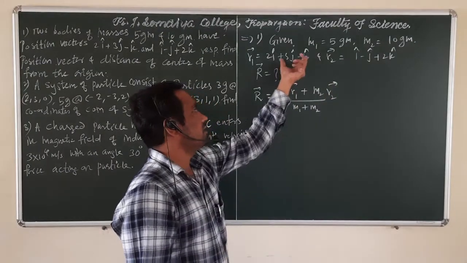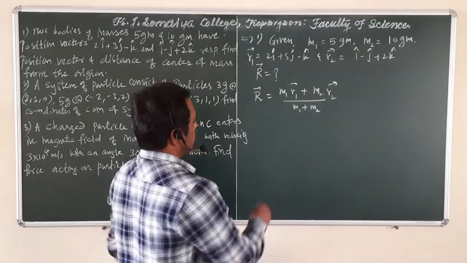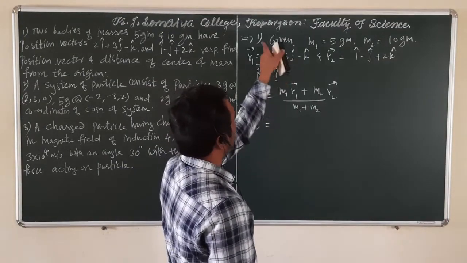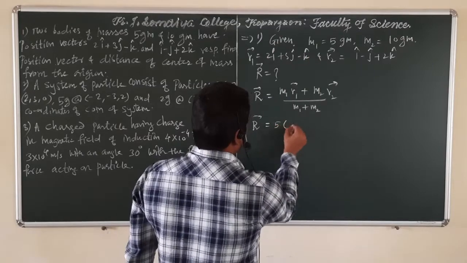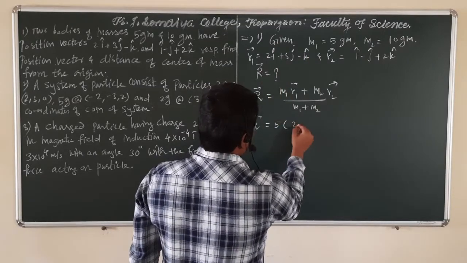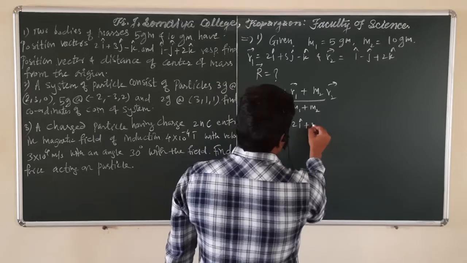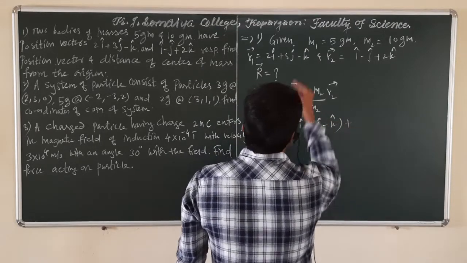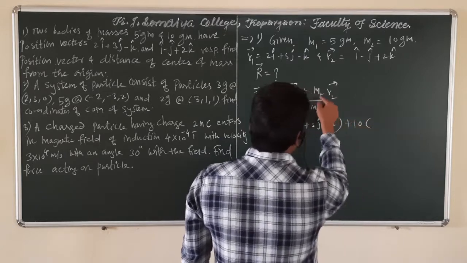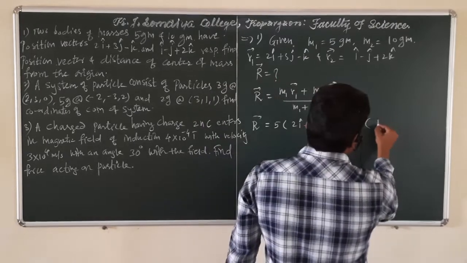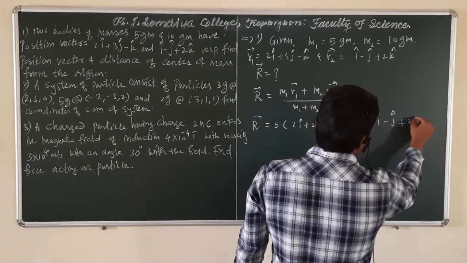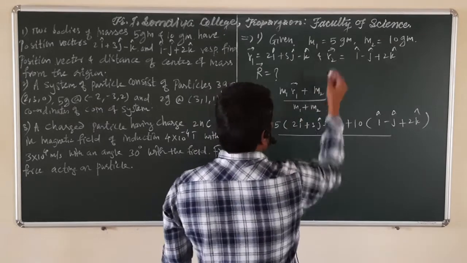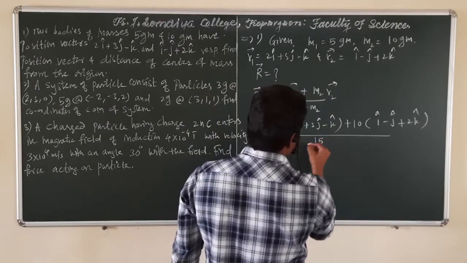So using this formula, writing vector R as: we know that mass m1 is 5 gram, so 5 multiplied by vector r1, which is 2i + 3j - k, plus m2, which is 10 gram, multiplied by vector r2, which is i - j + 2k, and divided by m1 + m2. So we add these two masses, which becomes 15.